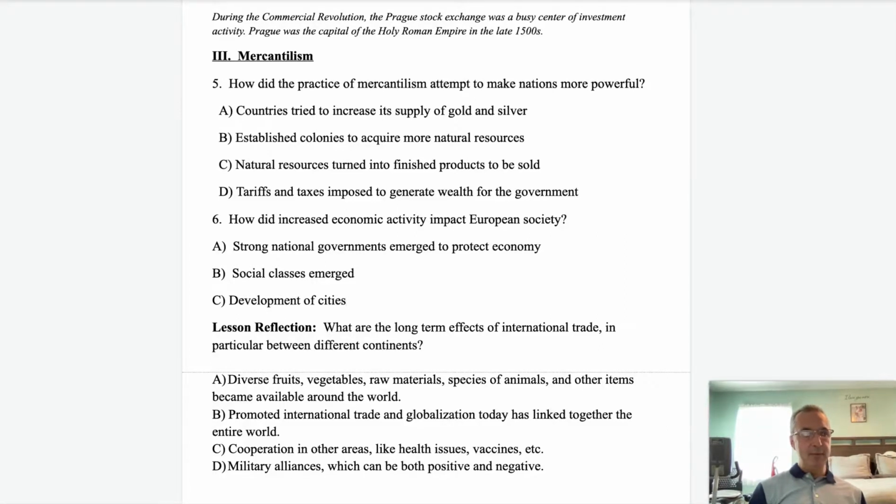When you think about e-commerce today, if you want to start your own business and establish an online site, you can pretty much sell any product that you're able to create, or an invention, or an idea, or a technology. There's also cooperation in other areas like health issues, vaccines, etc., and military alliances, which obviously can be both positive and negative.